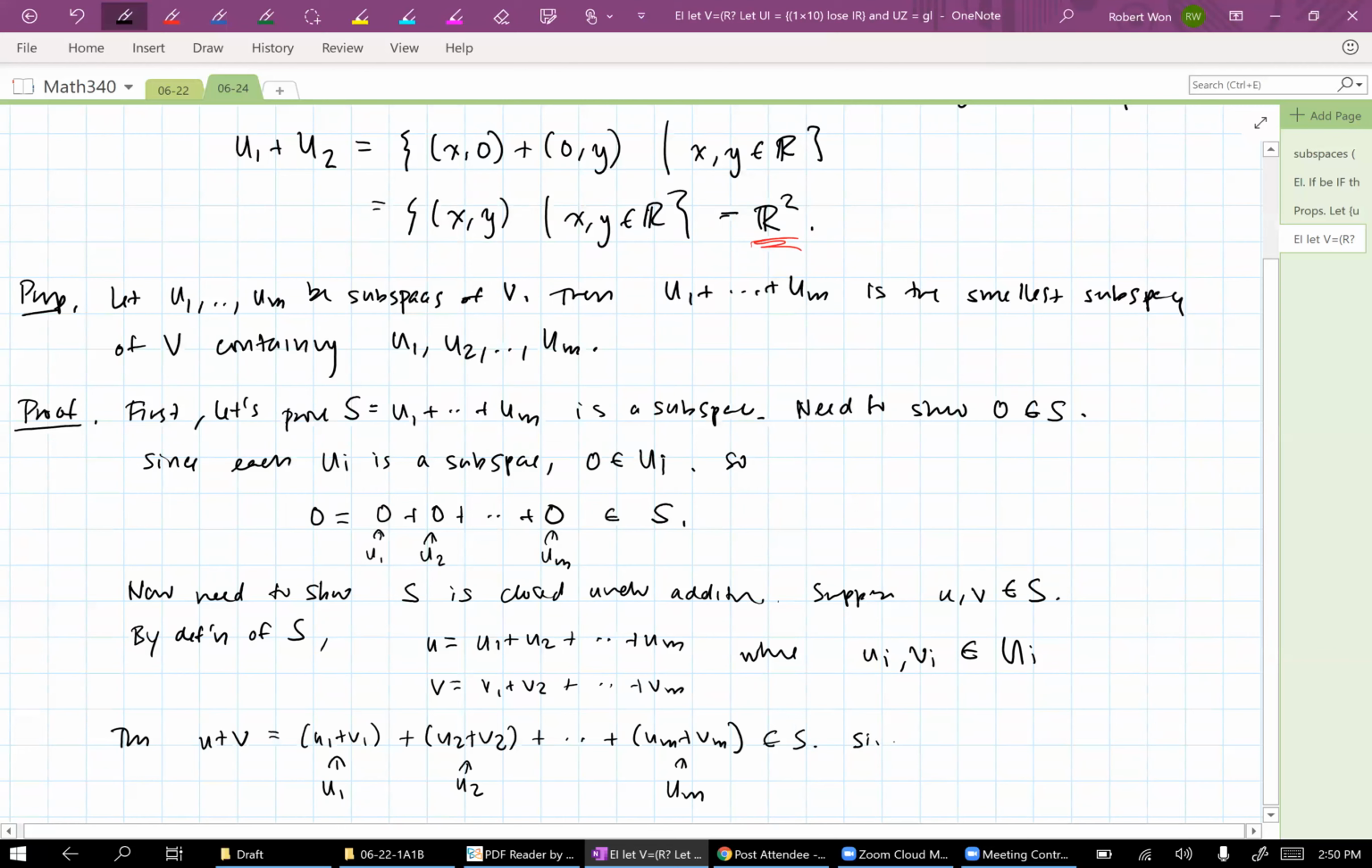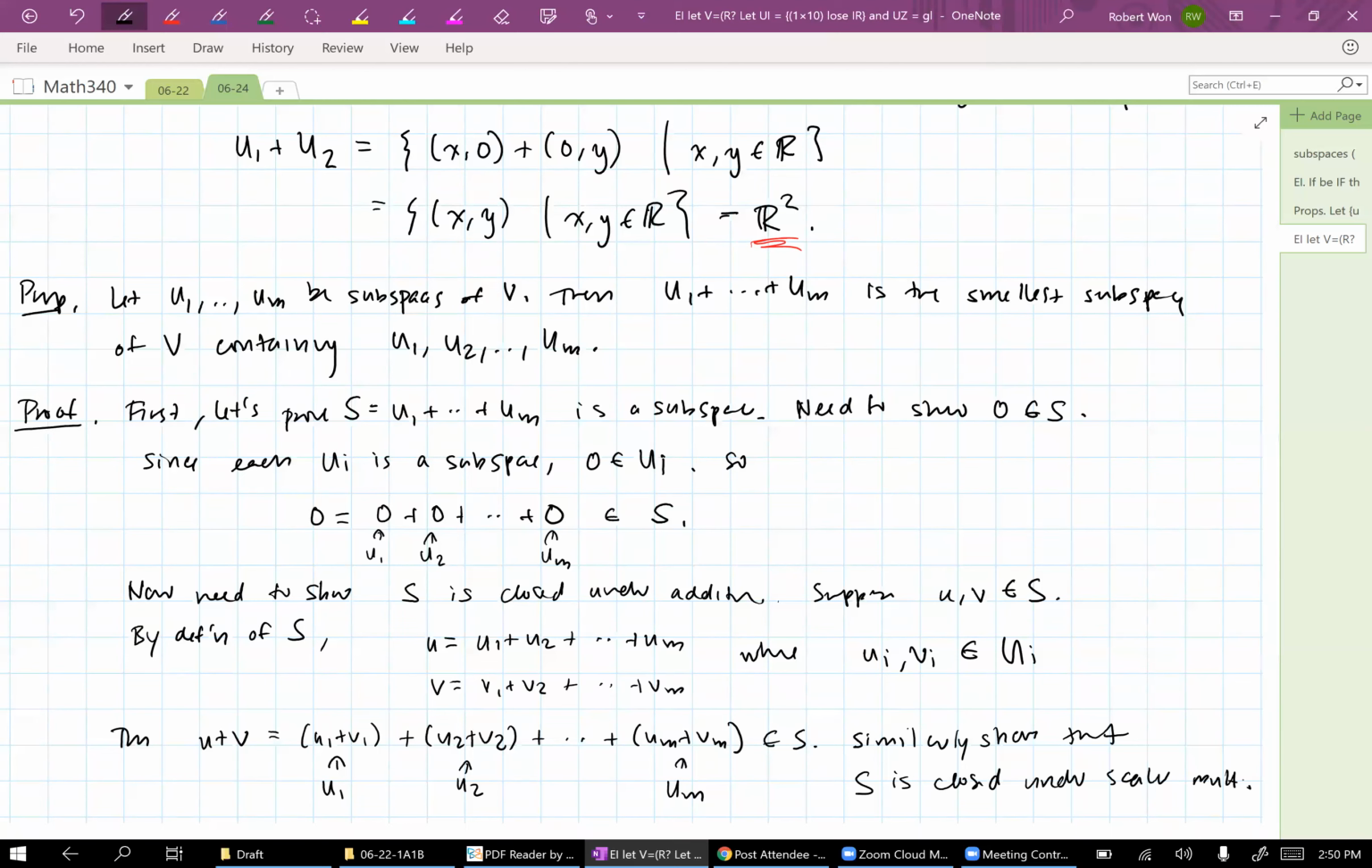And then a similar, but actually easier proof. Similarly, you can show that S is closed under scalar multiplication. And you actually should do this. It's basically the same proof. You take some vector, you write it as the sum of m things. When you scalar multiply, it's like scalar multiplying each thing. But since each Ui is a subspace, you'll again be able to write the scalar multiplied vector as a sum of m things. Therefore, it's in the sum.